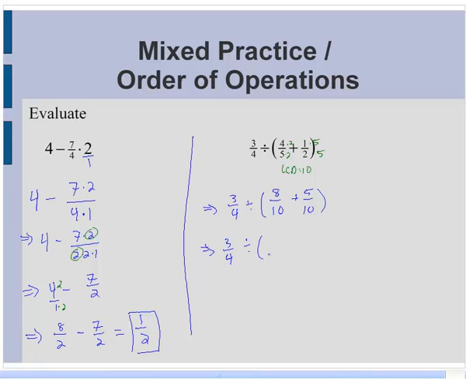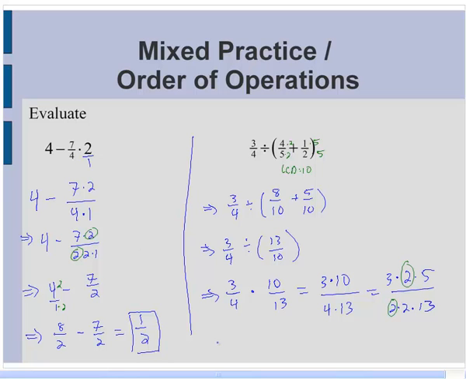divided by 13/10. Division is multiplication by the reciprocal, so that's 3/4 times 10/13. So that's 3 times 10 over 4 times 13. Thinking of that 10 as a 2 times 5, and that 4 as a 2 times 2, removing the common factor of 2 that's present in both the numerator and denominator yields 15, 3 times 5 is 15, over 2 times 13 is 26, so 15 over 26.